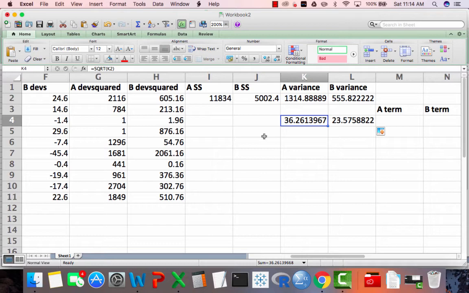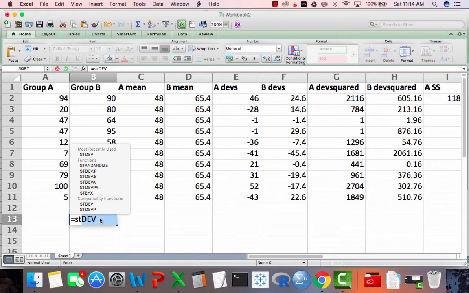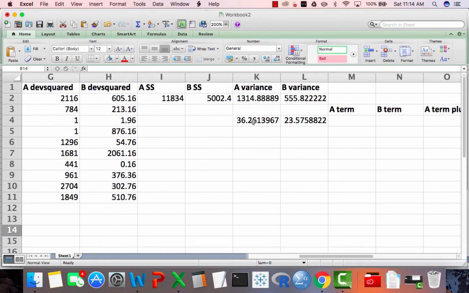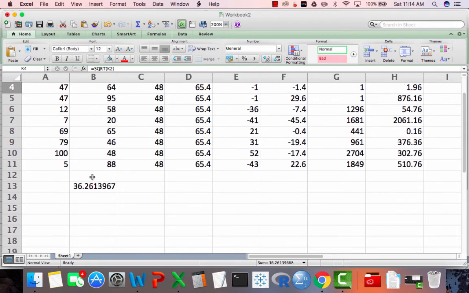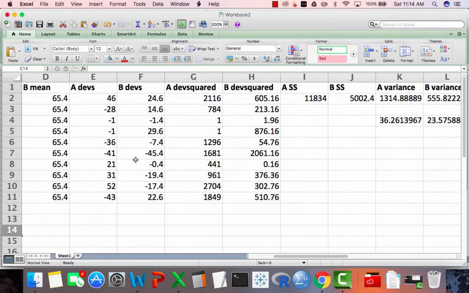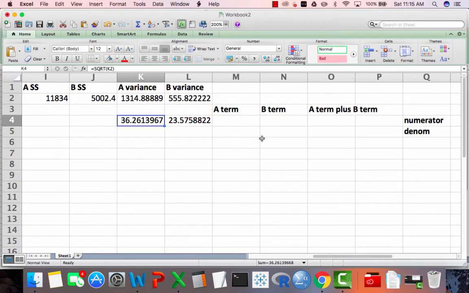We can actually check our work here. Excel has a standard deviation function. So we go to standard deviation for group A, see what that tells us. 36.26, and we've got 36.26 here. If we drag that over to get the standard deviation of group B, it's 23.57. And over here, it looks like we've got 23.57, so our math turned out correct. All right.